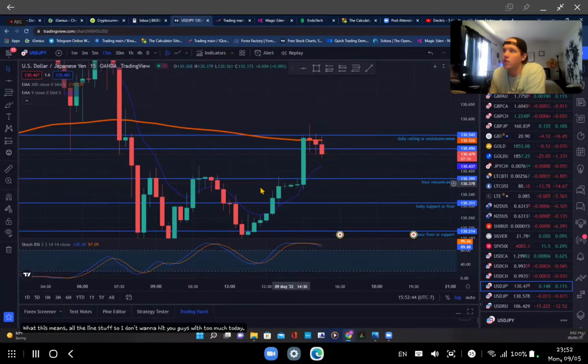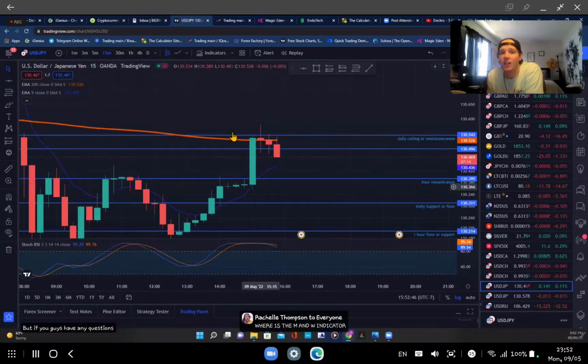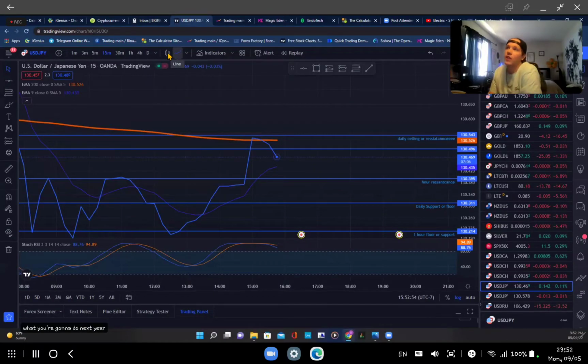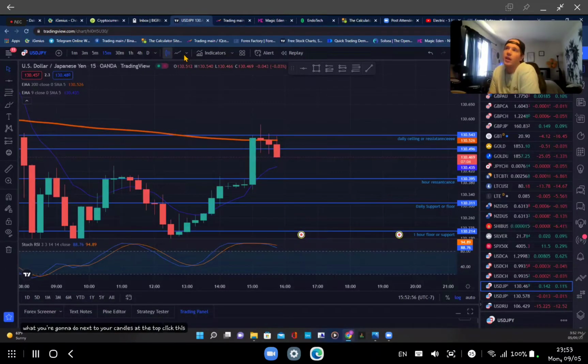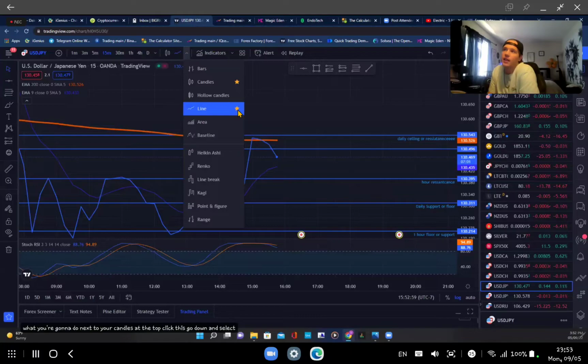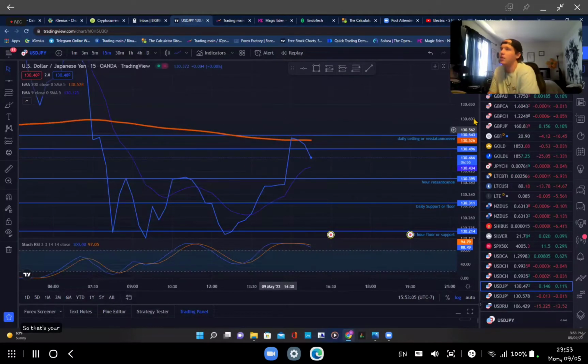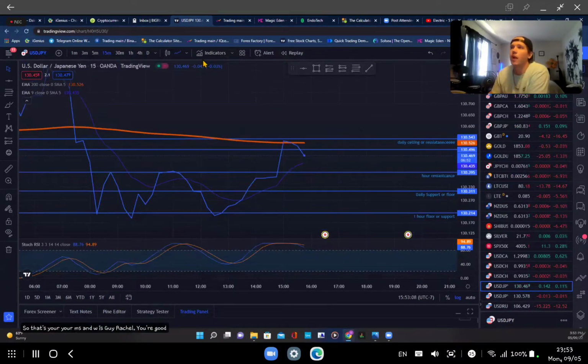But if you guys have any questions, where is the M and W indicator? It's called the line chart. So what you're going to do next to your candles at the top, click this, go down and select line. That's all you're going to do. And then it'll put it right there. It's just a line graph. So that's your M's and W's. God, Rochelle, you're getting good, girl. You are getting good. I'm so proud.